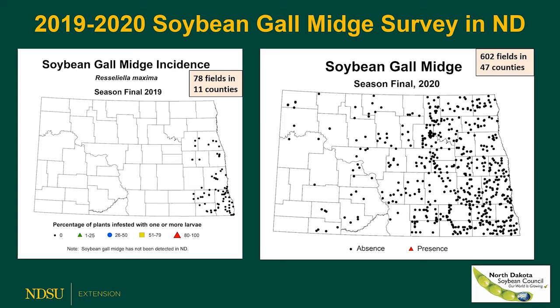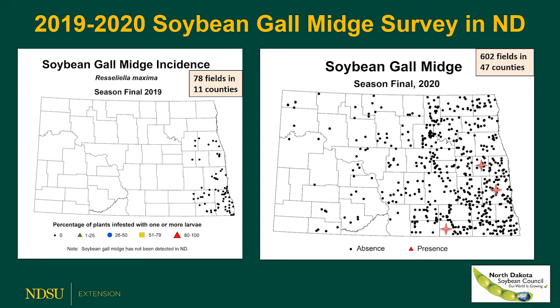We focused mainly in the eastern and southeast corner of North Dakota in 2019. In 2020, we surveyed more widely across the state thanks to the Integrated Pest Management Survey Program, and we had 47 counties that we looked in.